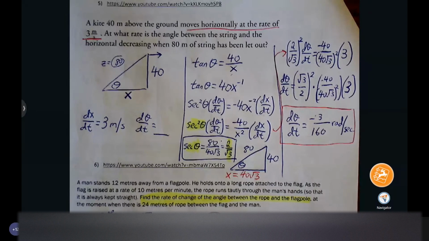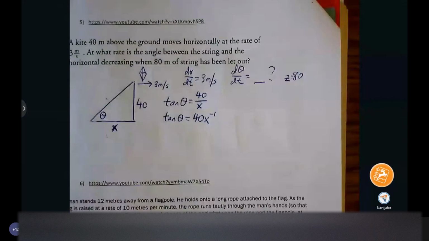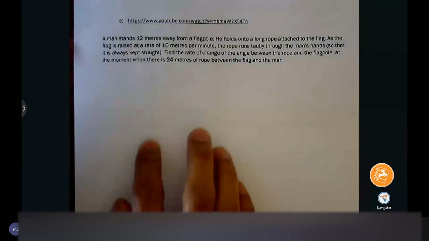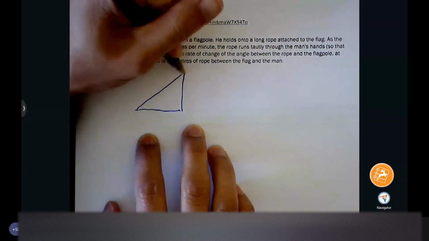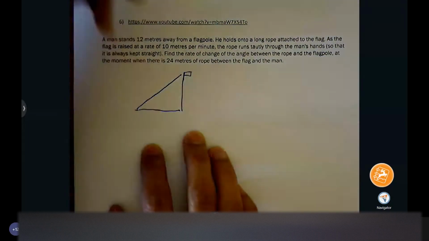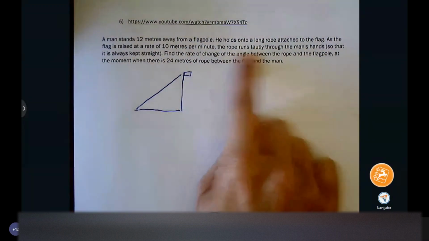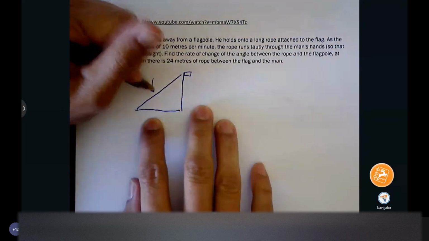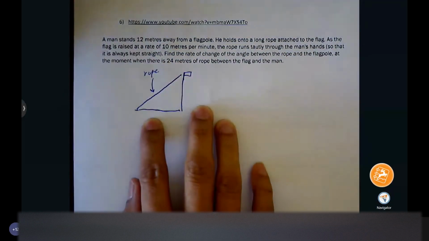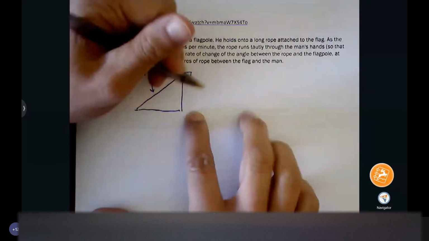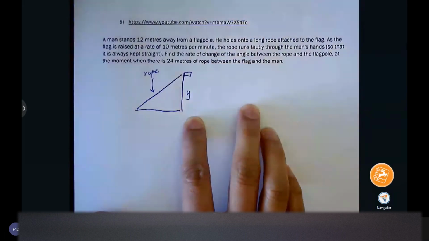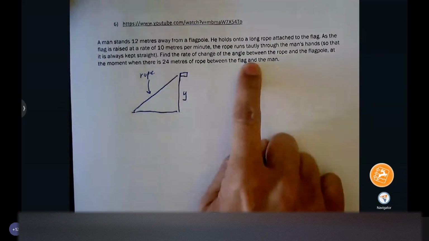Okay, any questions with 5? Okay, let's look at number 6. So a man stands 12 meters away from a flagpole. So here's my flagpole here. He holds on to a long rope attached to the flag. As the flag is raised at a rate of 10 meters per minute, the rope runs tautly through the man's hand so that it is always kept straight. Find the rate of change of the angle between the rope and the flagpole.